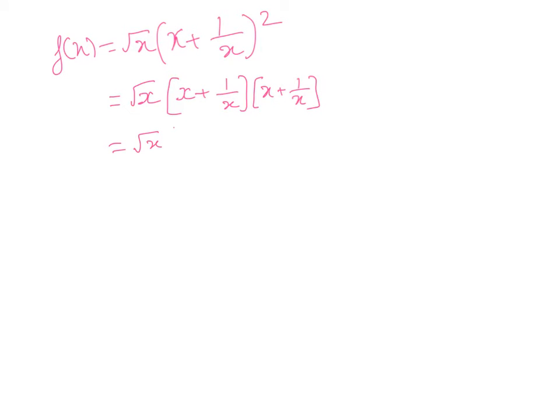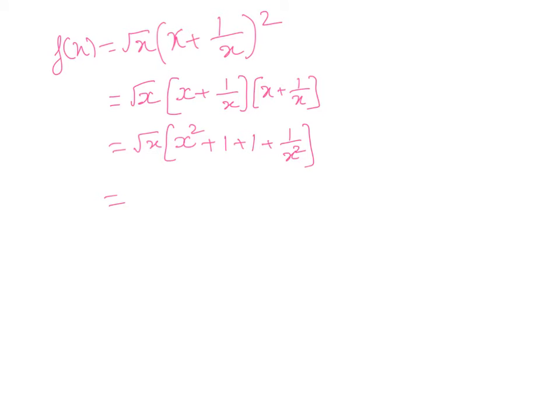Then root x times x into x will give me x squared plus x into 1 over x will give me 1. Then again 1 over x times x will give me 1. Then again here 1 over x times 1 over x will give me positive 1 over x squared. Now here it is simplification. Now I multiply it out. Again I remove the brackets. Again I multiply it out.